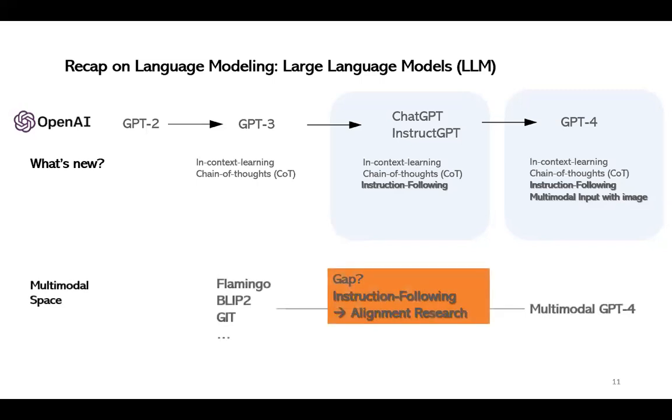In the multi-model space, we say that if we consider Flamingo as the GPT-3 moment in the multi-model space, now we also have multi-model GPT-4, and now there's a gap, right? What is the gap here, and how could we possibly fill it? To me, I think this is instruction following and how to do alignment research to fill this gap.